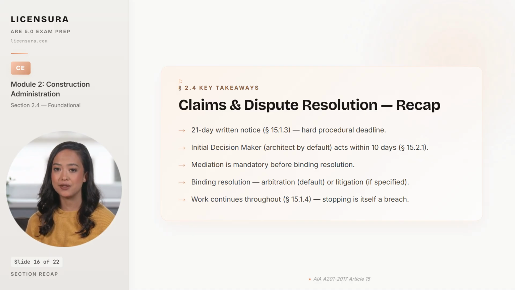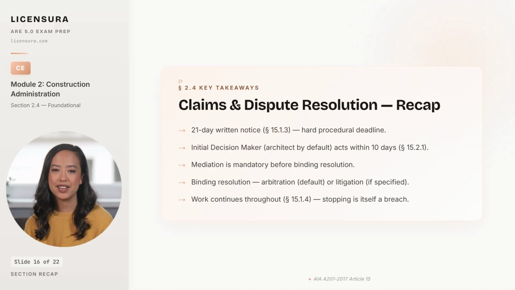The initial decision maker, the architect by default, takes initial action within 10 days under Section 15.2.1, and the architect's impartiality obligation applies even though the owner pays the fee. Mediation is mandatory before binding resolution. A party who skips to arbitration directly will have the arbitration stayed until the mediation occurs, which costs time and often produces additional delay damage exposure.